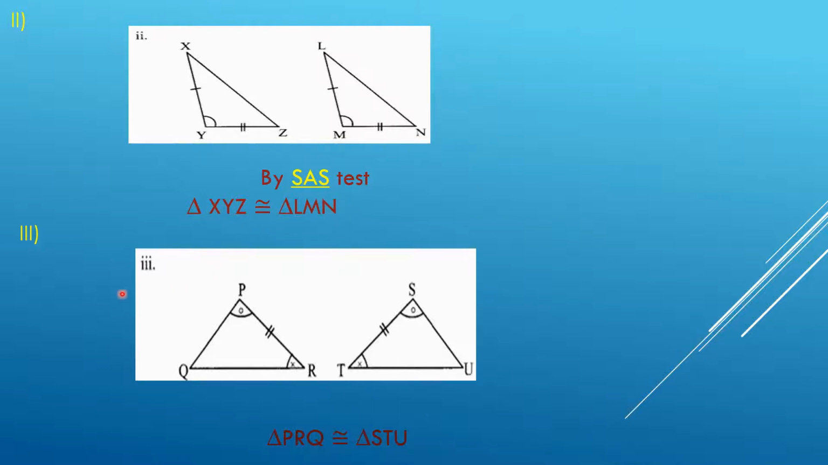Third figure. In this figure, angle P and angle S are congruent. Angle R and angle T are also congruent, also equal. And here the side PR and side ST are also equal. By which test are these two triangles congruent? By ASA test these two triangles are congruent. That means angle, side, angle. Therefore triangle PRQ is congruent to triangle STU.